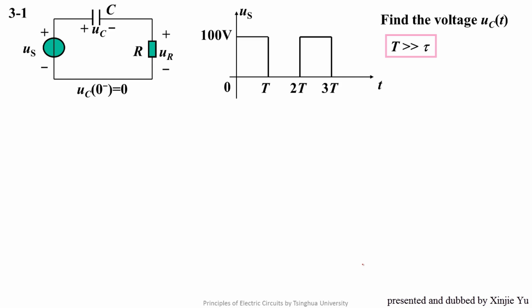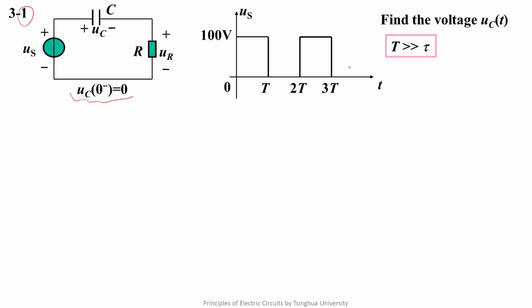Now we make the question much more complicated. The circuit topology is the same as that in exercise 1. This is a series connection of a voltage source, a capacitor, and a resistor. The difference is the voltage source is a periodic excitation instead of a constant one. We always suppose the initial value of the capacitor voltage is 0.